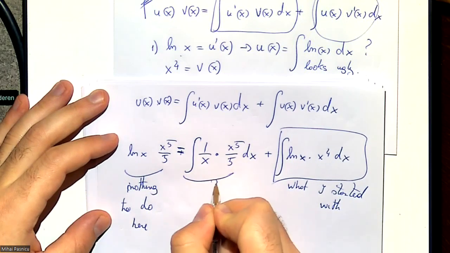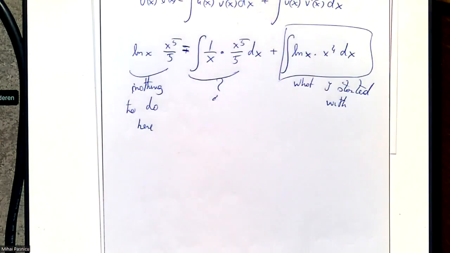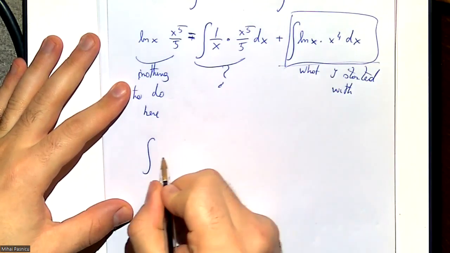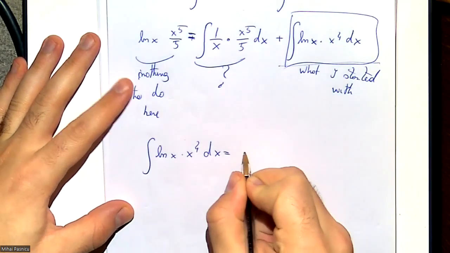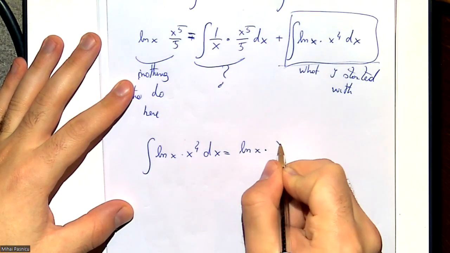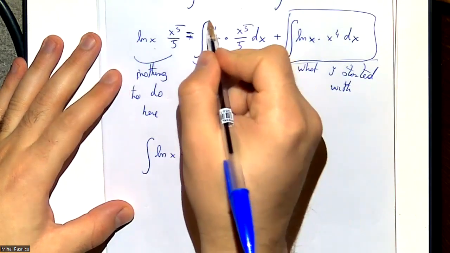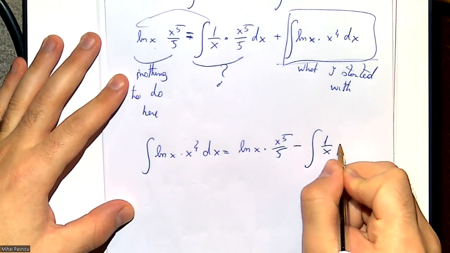So the question is, can you solve this term? That is what you should be asking yourself when you're writing the two cases. Can you solve the remaining term? Okay? Can you do that? And in this case, it actually magically looks kind of nice. So first of all, what is this? The integral of log of x times x to the fourth dx is just equal to log of x times x to the fifth over five. So this thing minus, I just move this thing to the other side, the integral, I'm not going to do anything to it for now.